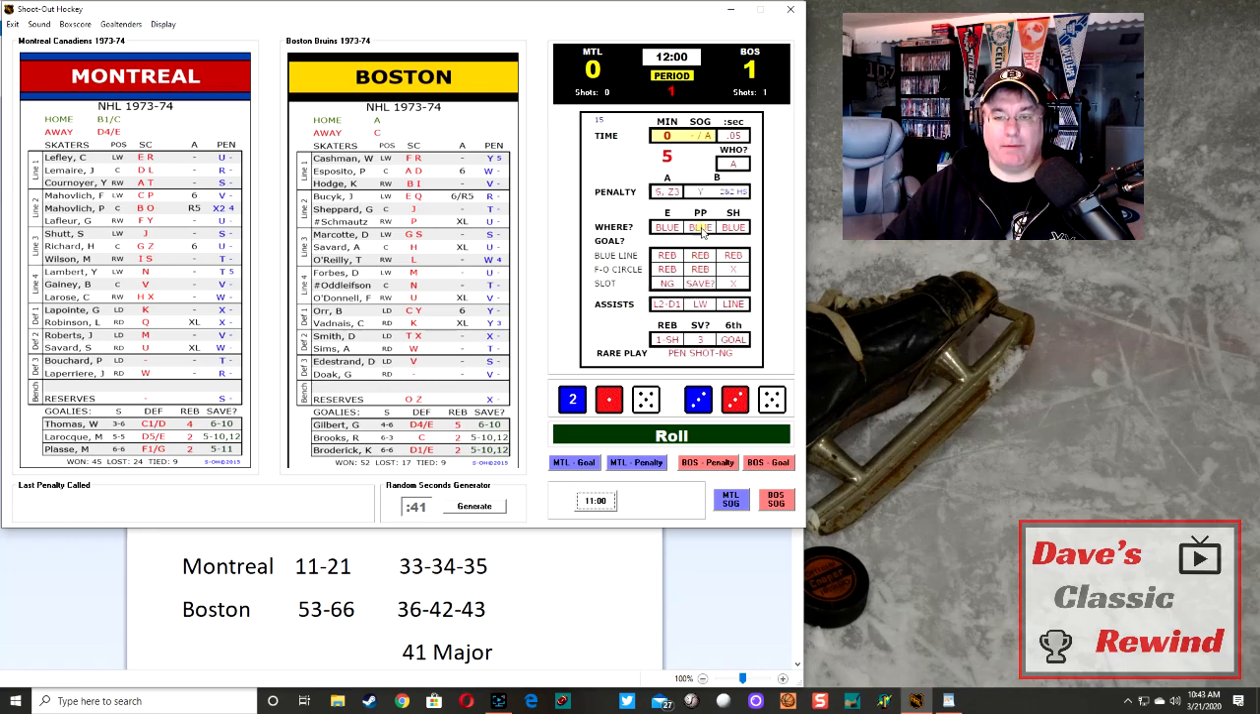So Frank Mahovlich is shooting from the blue line, so that is far out. He takes a long shot, low percentage shot. We're looking right here, and that is no goal. So it is a Montreal shot on net, we log the shot, and that's a save. Gilbert makes a save, and the game continues. We flip looking for time, and it's 2 minutes off the clock. So now we're halfway through the first period.